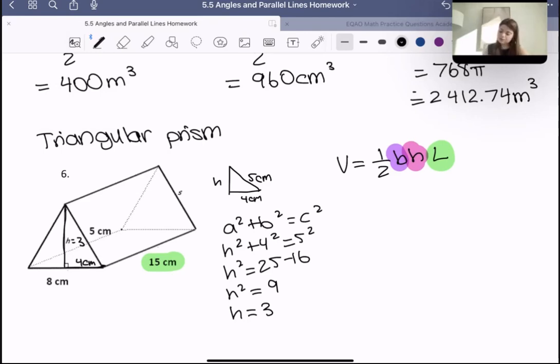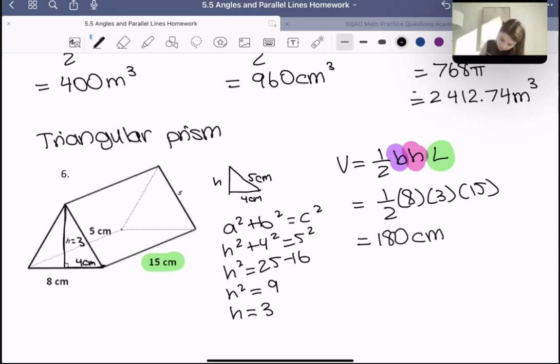So now that we know the height is 3, we can plug it in here. We can plug in that base is 8, that height is 3, and that length is 15. And then we can solve from there. Okay, so let's do that. Okay, so we're going to get 0.5 or 1/2 times 8 times 3 times 15, which is going to be 180 cubic centimeters. And there we go.